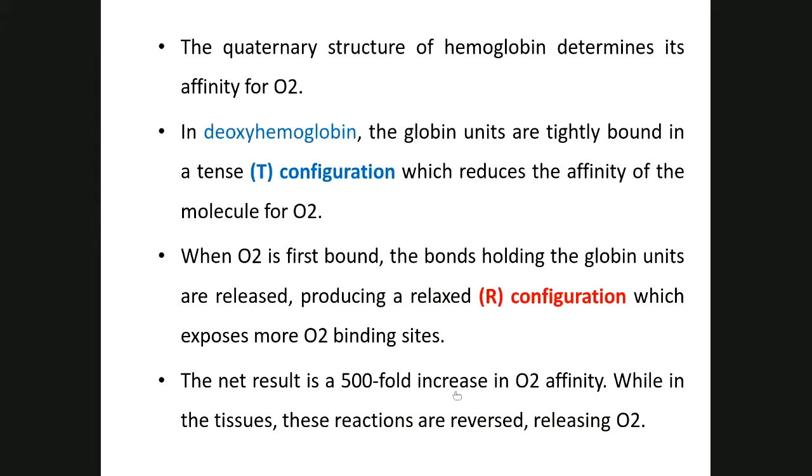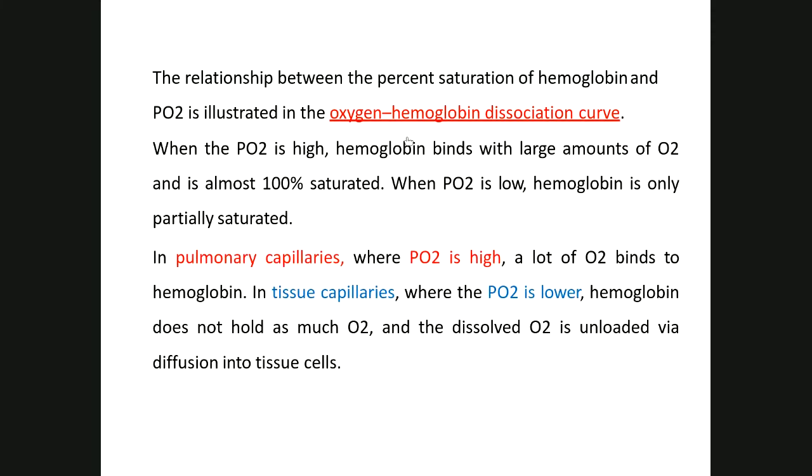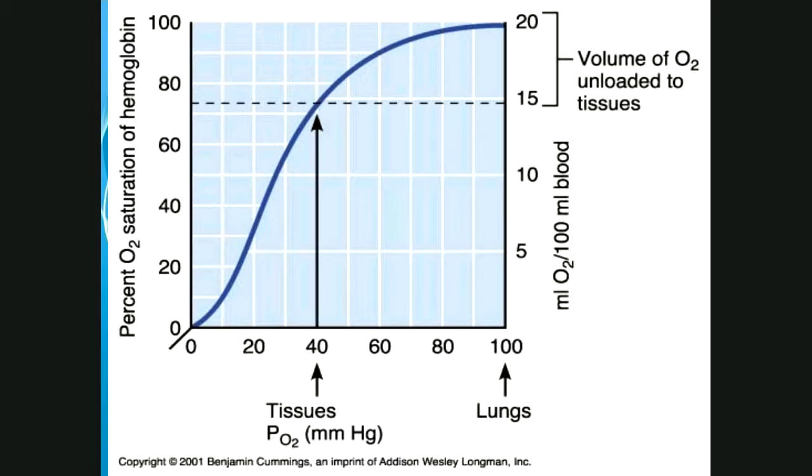Understand these two terms, relax and tense configuration. That's it. You don't have to know it all. So here, the relationship between hemoglobin and oxygen is plotted on a figure. This figure is known as the oxygen hemoglobin dissociation curve. You don't have to fully understand it, but this is the figure here. You don't have to draw it, by the way, but you need to understand what it represents.